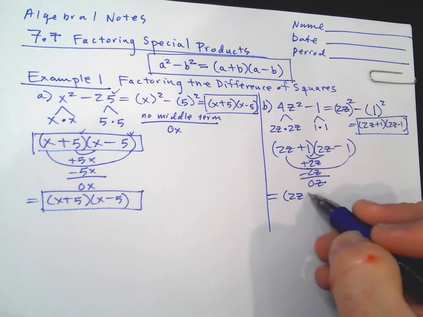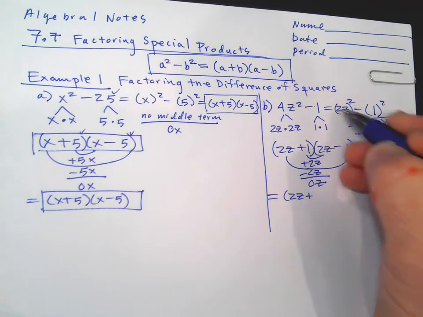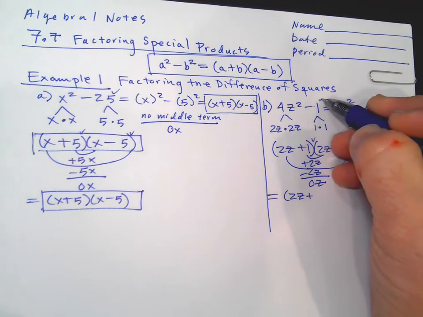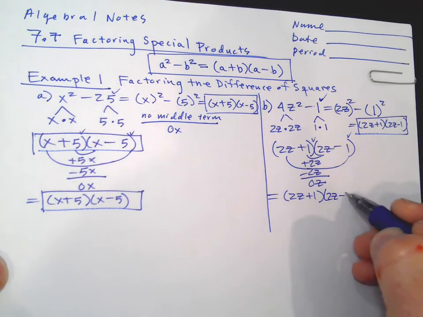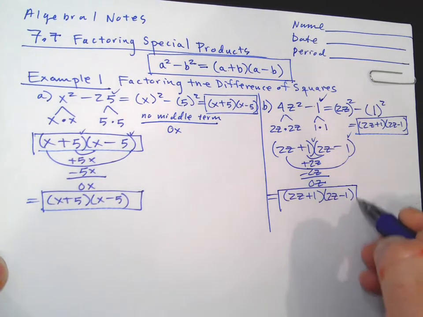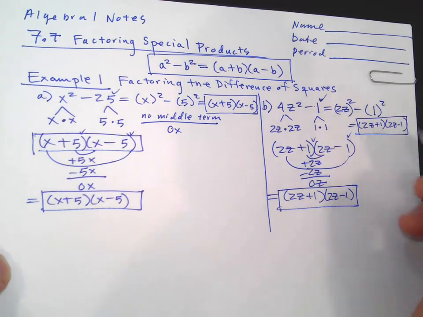And you get your answer that way. Positive 1 times negative 1 is negative 1. So we can check our answer like we've been doing. Now, you could use the shortcut pattern if it fits that pattern.